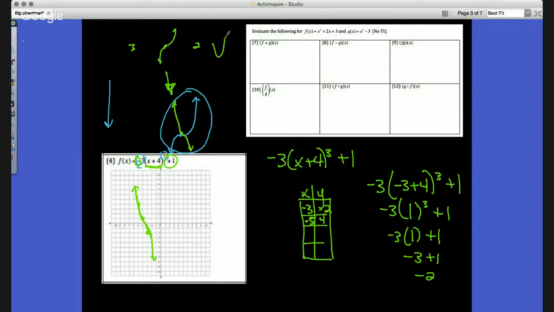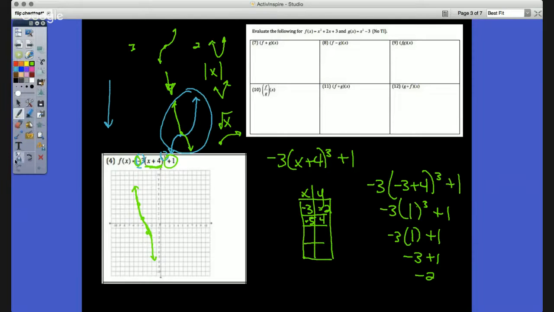Something that's squared is a parabola. Something with absolute value is a V, right? Square root of x is something that looks like so. And all of those parent functions are important, especially as we transition for tomorrow's part of the test.